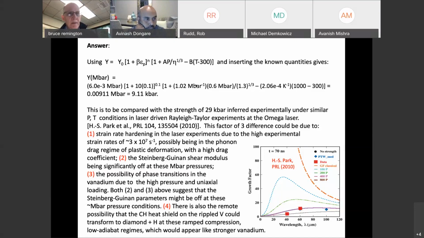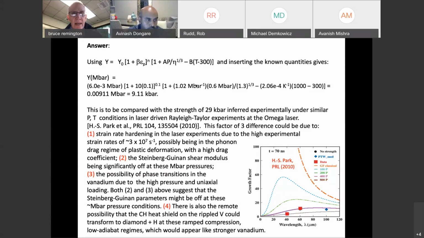The first that comes to my mind is that the Steinberg strength model does not take into account strain rate. So strain rate hardening in the experiments, due to the high strain rates that we have on laser experiments, it's about 3 times 10 to the 7 inverse seconds. That's a very high strain rate. There's not much time for the material to nucleate and transport dislocations. One might also possibly be in the phonon drag regime as opposed to thermal activation, and the drag coefficient could be high. So that's one possibility.